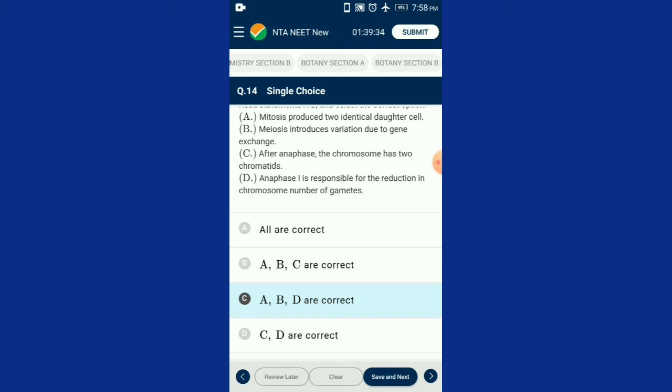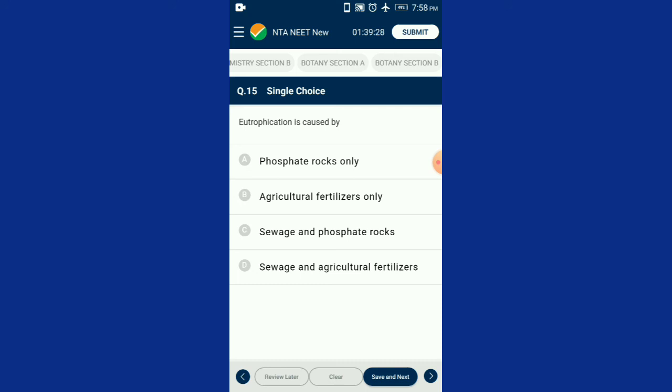Question number 15. This is the last question from section B, Zoology. Eutrophication is caused by. Eutrophication is characterized by excessive plant and algal growth due to the increased availability of one or more limiting growth factors needed for photosynthesis, such as light, carbon dioxide, and nutrient fertilizers.